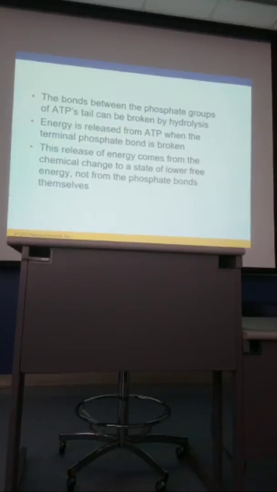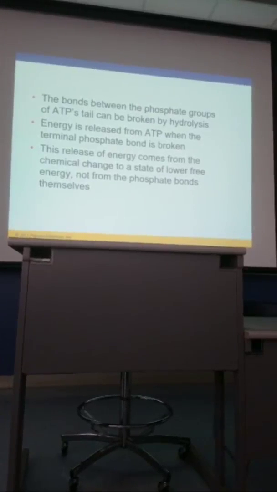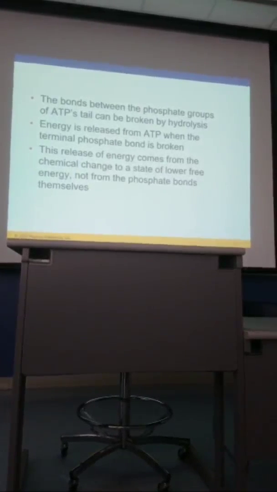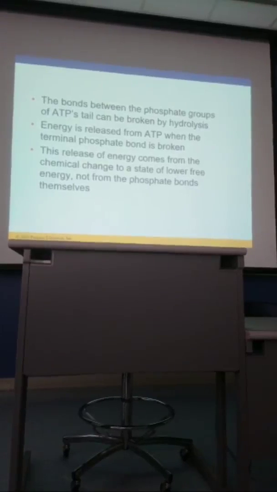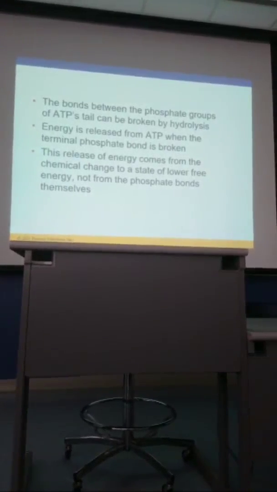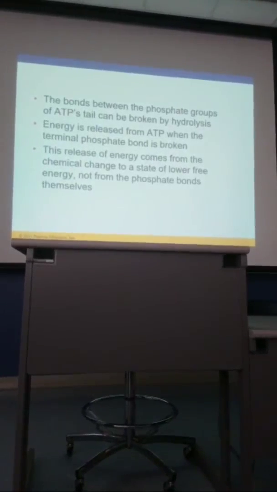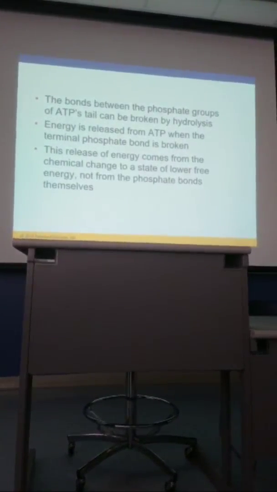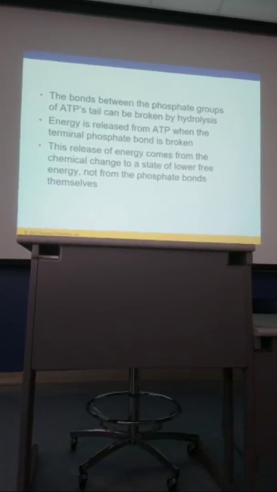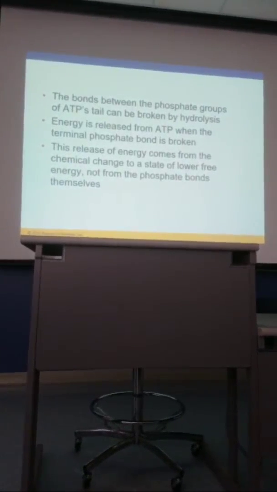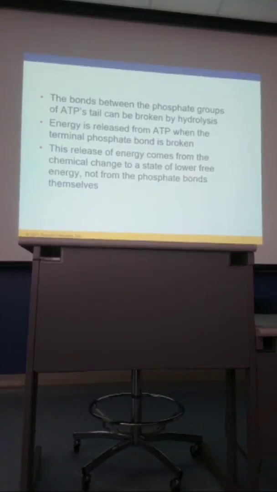Energy is released from ATP when that terminal phosphate, the third phosphate, is broken. Remember, energy in a molecule is stored in the bonds. The release of the chemical energy comes from the change from a state of low energy, not from the phosphate bonds themselves.